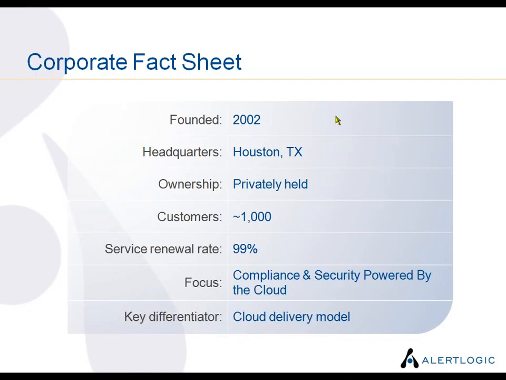But real quick, who is Alert Logic, just so we're all on the same page? We were founded in 2002. We're based here in beautiful Houston, Texas. At least it's beautiful today. We have about 1,000 customers, and our service renewal rate is at 99%. This is very important to us because we sell our service on a monthly recurring model. So every month we have to earn our customers' business, and right now we're at about a 1% churn rate, which is really low, or a service renewal rate of 99%, which is really high. So we're very proud of that.